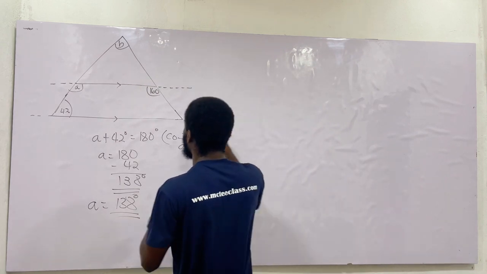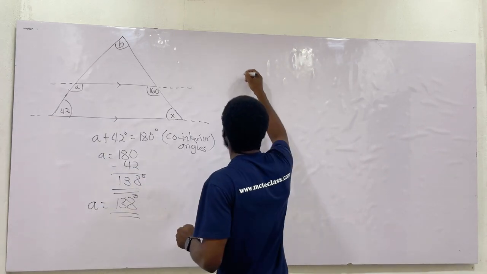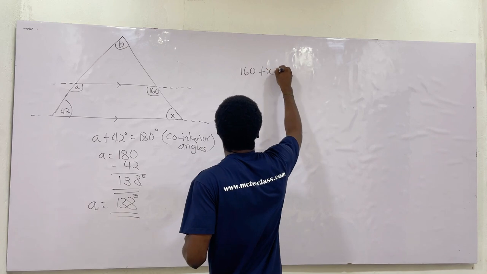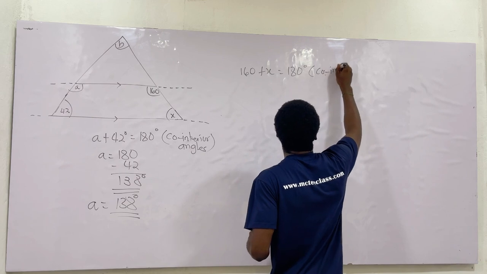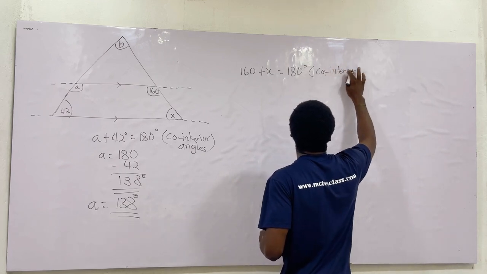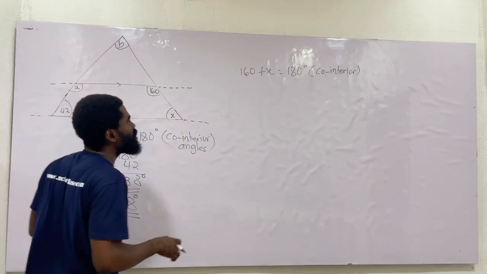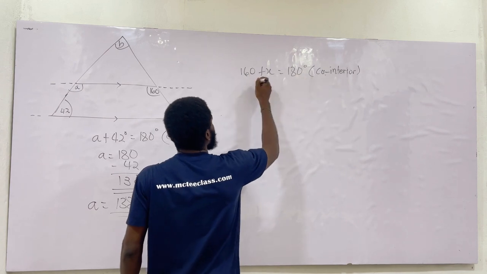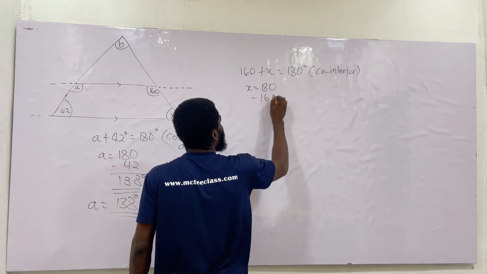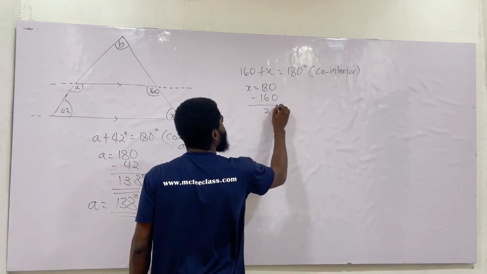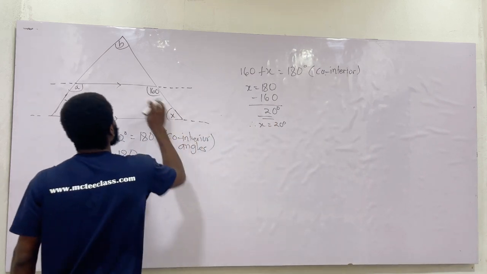So let's go. First of all, I place my own variable. Let me use X. So I'll say that 160 plus X equals 180 degrees. What's my reason? They are co-interior. How do I know they are co-interior? When you watch the previous video, you see how to know if these are co-interior angles. Okay, so X will be equal to 180 minus 160. When we subtract this, we get 20 degrees. Therefore, X equals 20 degrees.